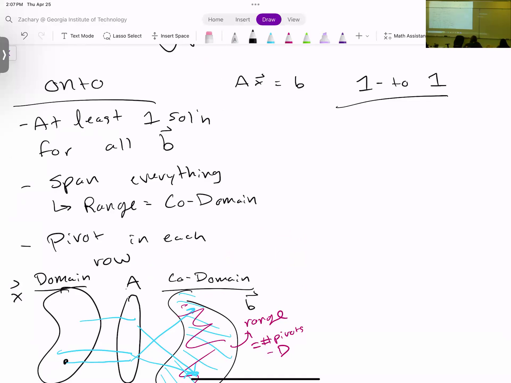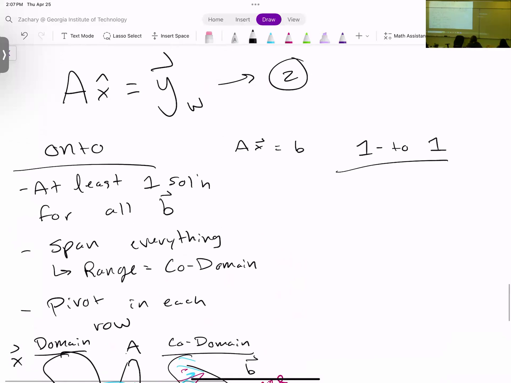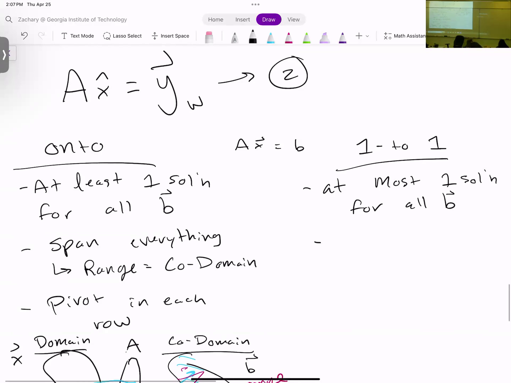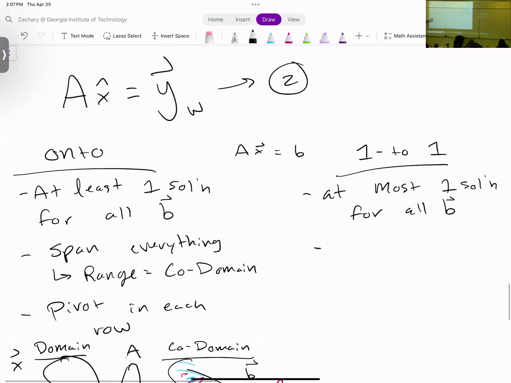What's really nice is if you can remember one of these, you can remember the other. This one was at least one solution. So what do you think one-to-one is? At most one solution for all B. Okay? If onto told us about the span, but it didn't tell us about free variables, what do you think this one's going to do?